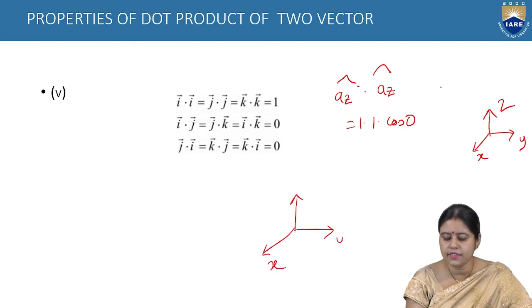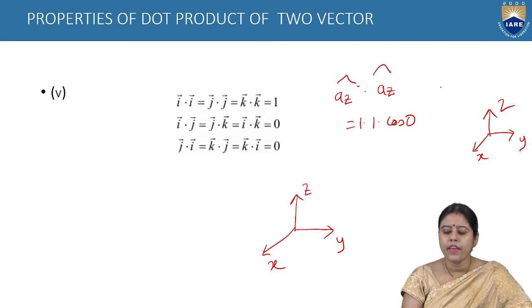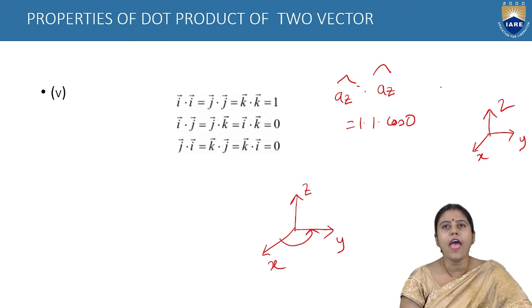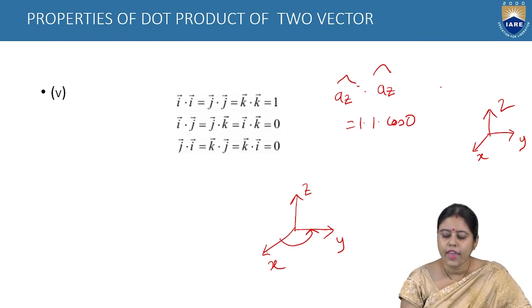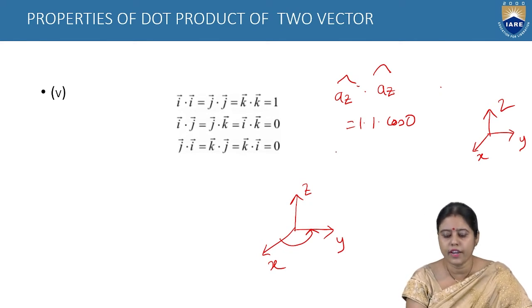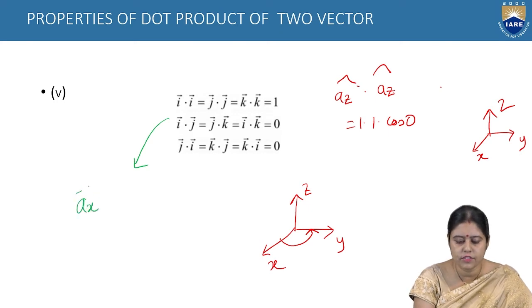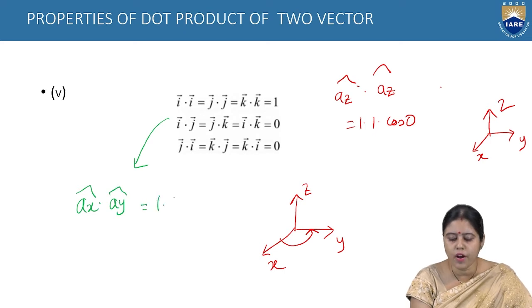This is our x-axis, this is our y-axis, this is our z-axis. So, if anything is going from x to y in the anti-clockwise direction, all the axes are 90 degrees to each other. So, x to y means Ax or i dot j. We can write i dot j, or we can write Ax into Ay.